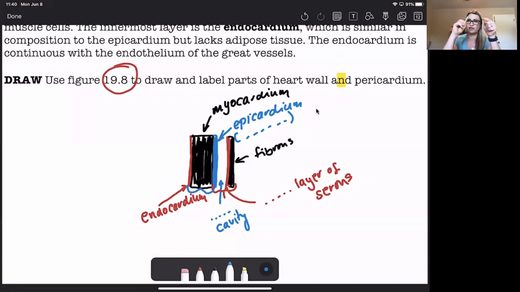So your epicardium belongs in both. Okay, epicardium is part of the heart wall, it is also part of the pericardium, okay? It belongs to both there. So make your lines and labels better than mine so you can show that there as well.